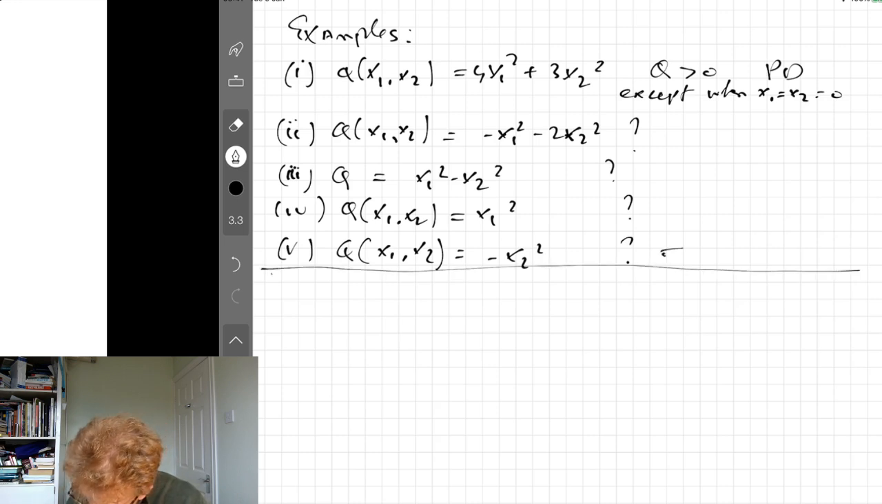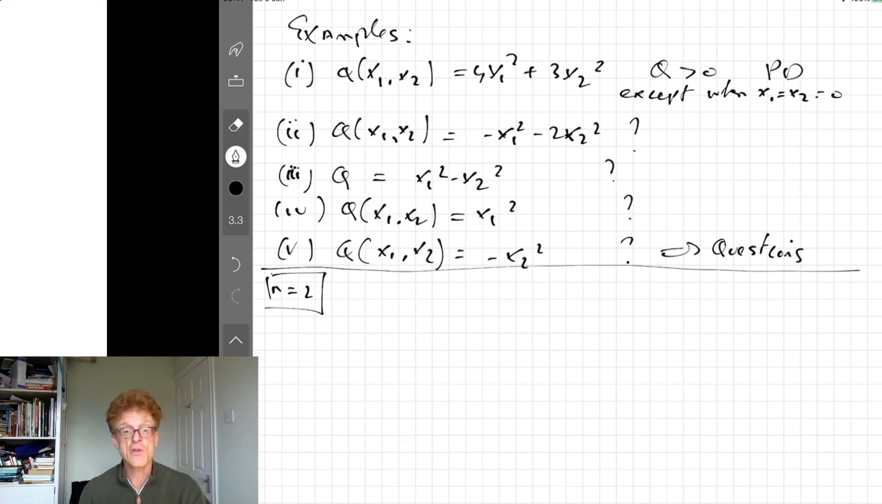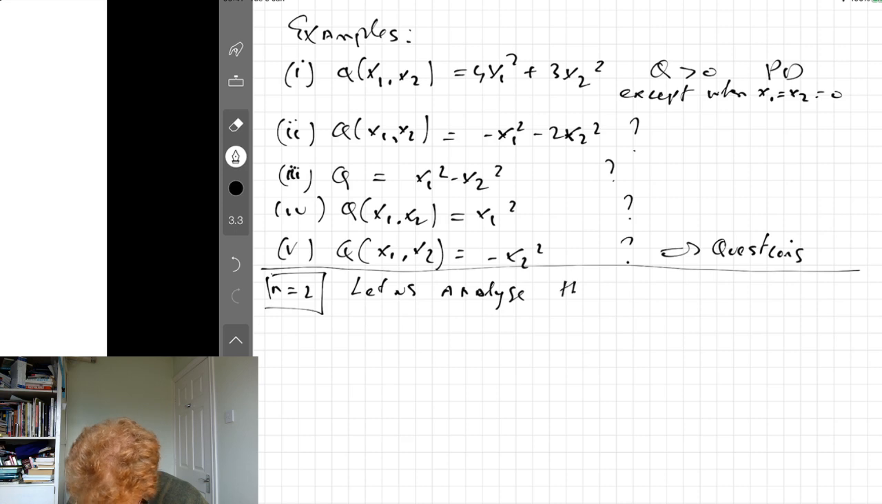Those are the questions. For the n equals 2 case we can actually analyze it in detail, so that's useful. Let's analyze the n equals 2 case in full generality.